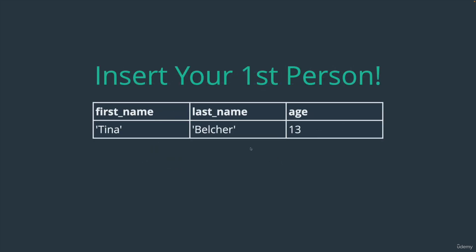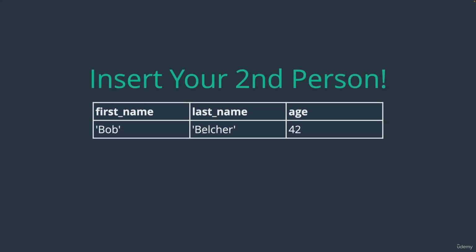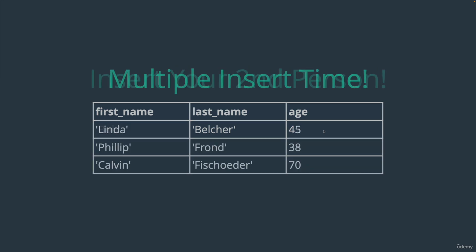Once you've done that, I'd like you to insert your first person. You don't have to follow these exact names if you don't want to type them out, but I'd like you to insert this person, Tina Belcher, who's 13. Bob Belcher is 42. And then do a multiple insert and get these 3 all in one go.